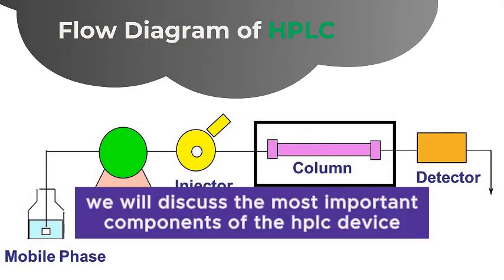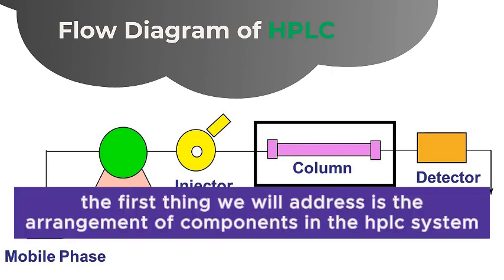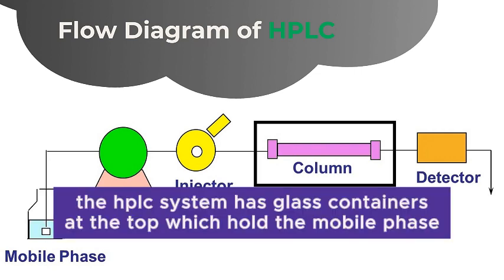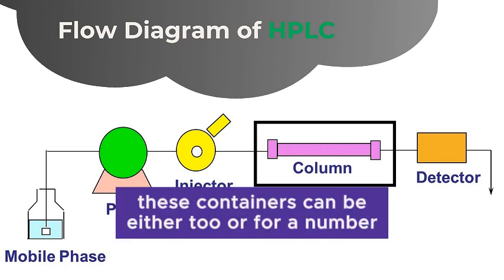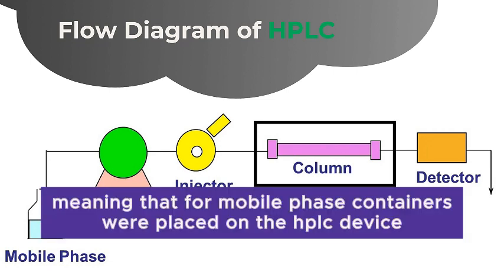In the following, we will discuss the most important components of the HPLC device. The first thing we will address is the arrangement of components in the HPLC system. The HPLC system has glass containers at the top, which hold the mobile phase. Depending on the nature of the pump, these containers can be either 2 or 4 in number, meaning that 4 mobile phase containers are placed on the HPLC device.